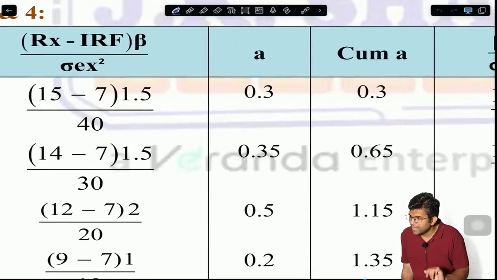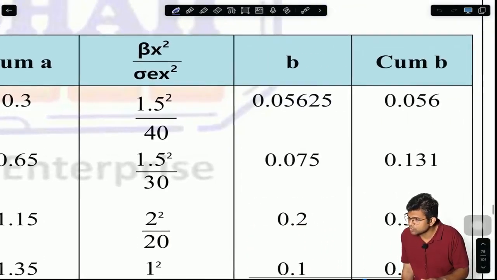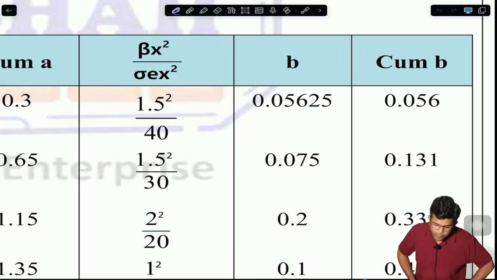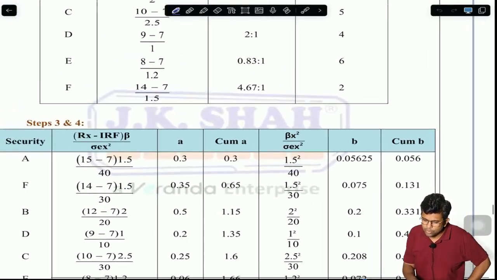Everybody clear? And then I'm making one column called the cumulative column, CUMA. We keep cumulating 0.3 plus 0.35 and so on. Like that, we have to find B also. Now B, look at the notes, is beta square upon sigma Ex square. That will give us B. And then you cumulate the B. Once you are done with this table, I'll tell you what to do next.